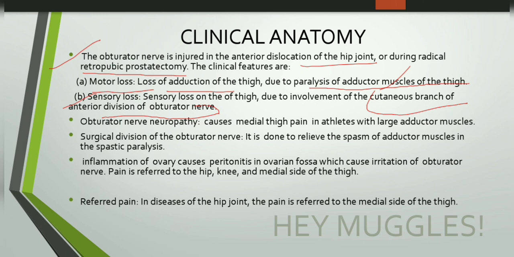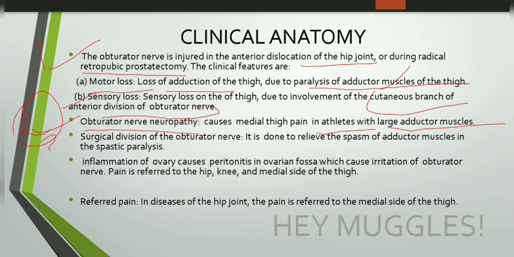Then coming to obturator nerve neuropathy. There can be entrapment of your obturator nerve, which can cause pain on the medial side of your thigh. It is especially seen in athletes who have large adductor muscles. Sometimes the obturator nerve gets entrapped and causes pain on the medial side of the thigh, so obturator nerve neuropathy occurs in athletes with large adductor muscles.